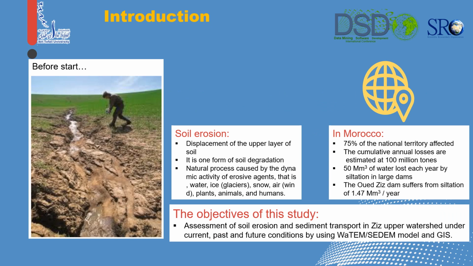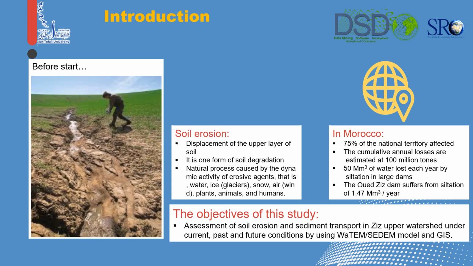Before starting, soil erosion is the displacement of the upper layer of soil. It is one form of soil degradation caused by the dynamic activity of erosive agents, that is, water, ice, snow, air, plants, animals, and humans. In Morocco, soil erosion affects 75% of the national territory.